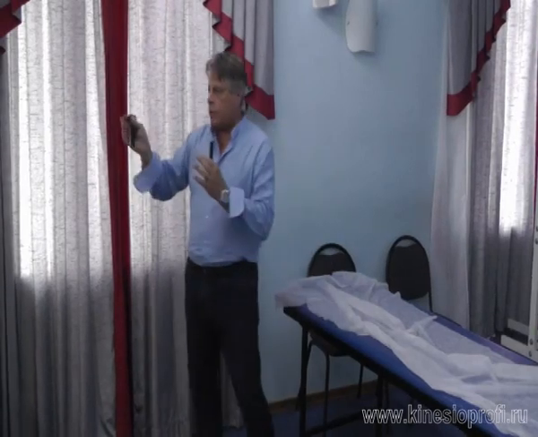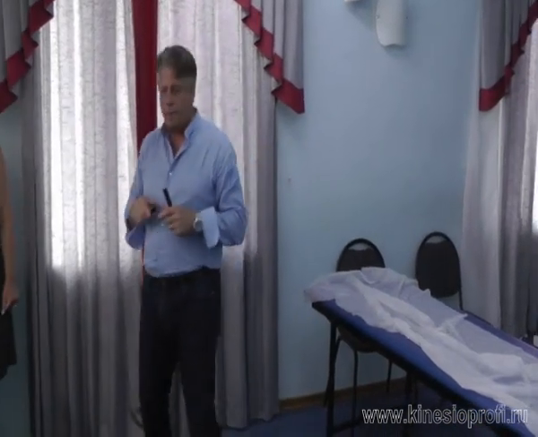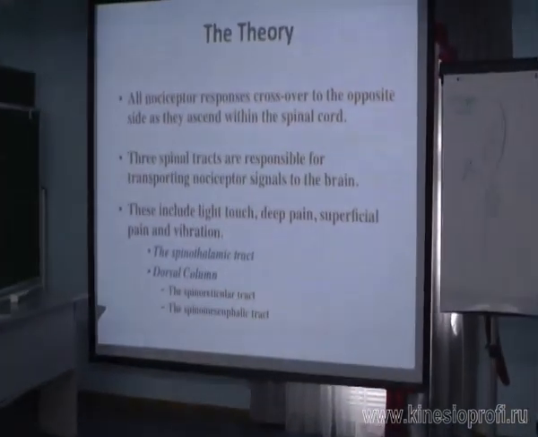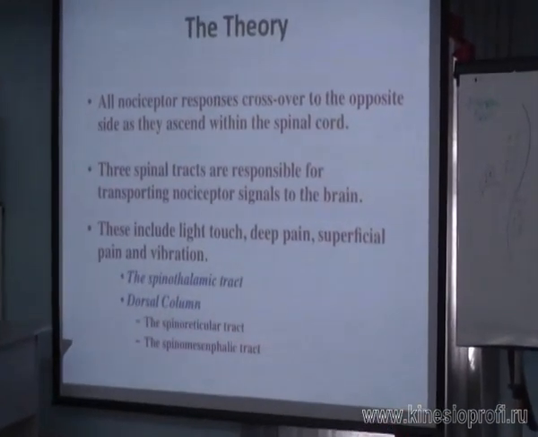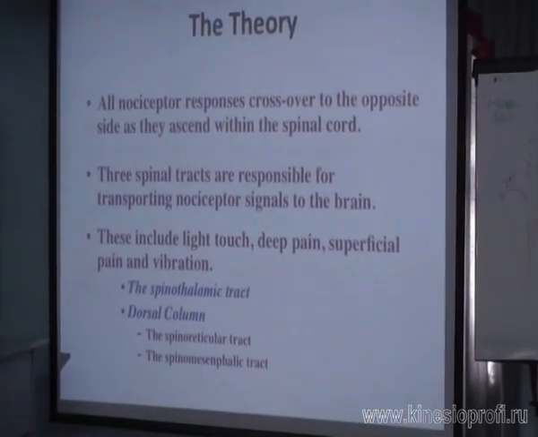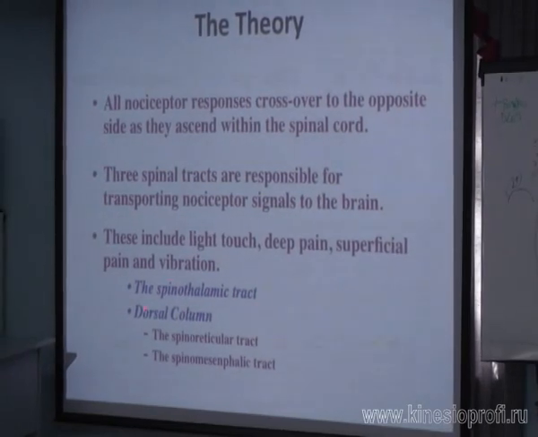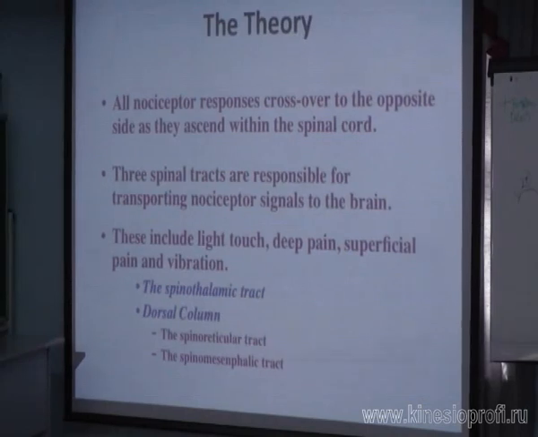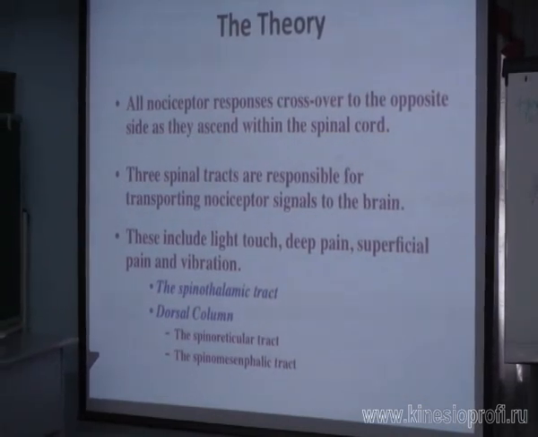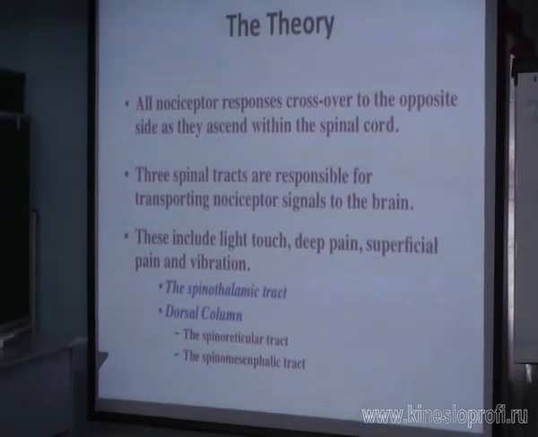These are the plus or minus ranges to which the nerve receptors react. What is nice is that light touch, deep pain, superficial pain and vibration ascend primarily in these two tracts: the spinothalamic tract and the dorsal columns.